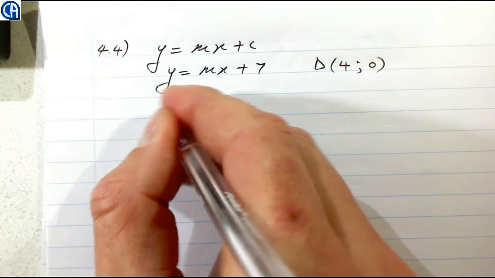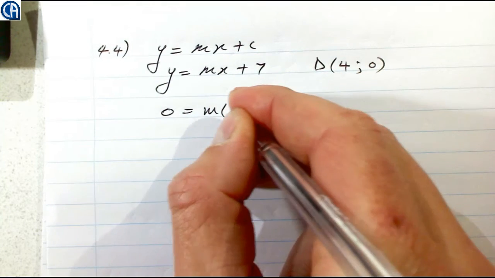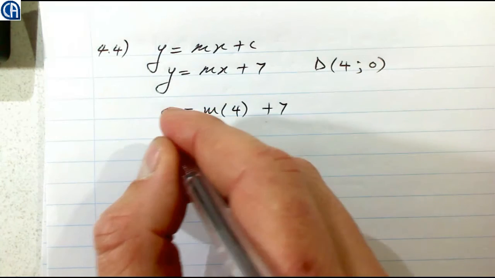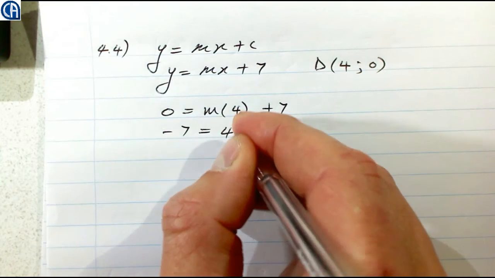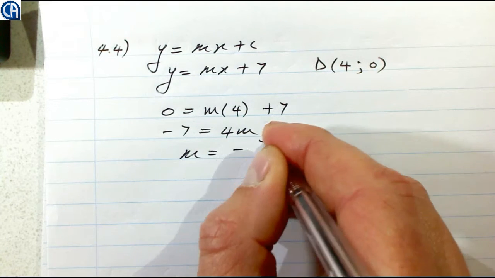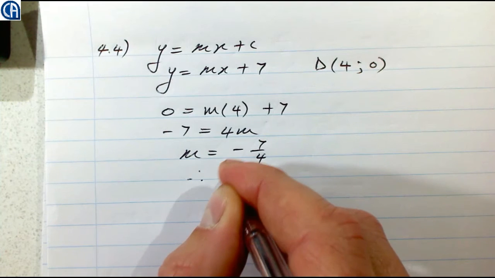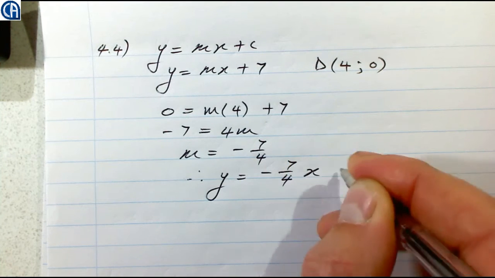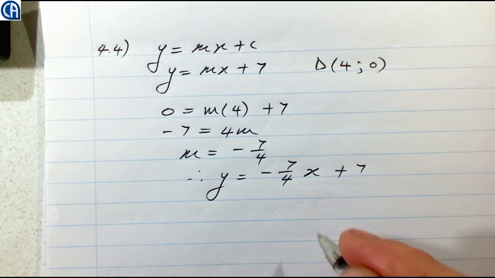So therefore that's 0 equals m times 4 plus c. So c is 7. So minus 7 equals 4m. Therefore m equals minus 7 over 4. So the equation then becomes y equals minus 7 over 4 x plus 7.